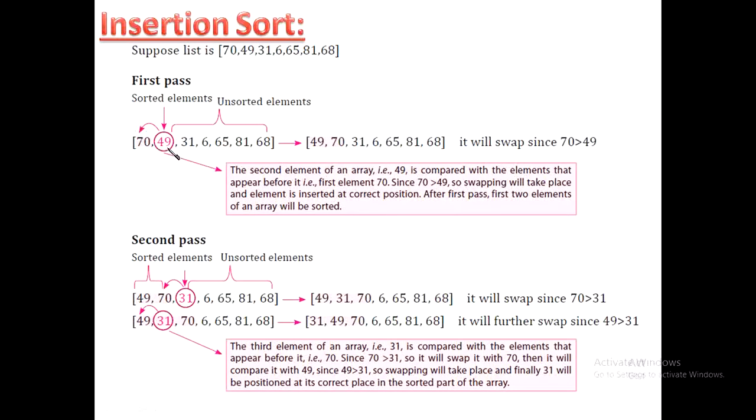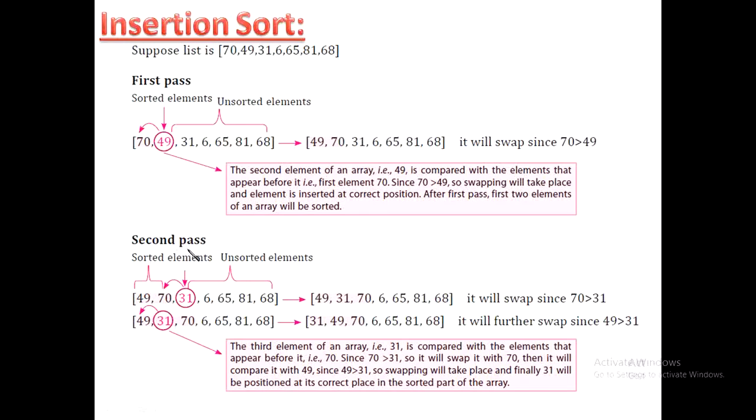element. Here we will check if 49 is less than 70. Yes, correct. So these 2 elements will be swapped. So 49 will go to the 70 place and 70 will come to the 49 place. After sorting we will get this list: 49, 70 and the rest of the elements will come as they are: 39, 31, 6, 65, 81 and 68. So this is called the first pass completed.